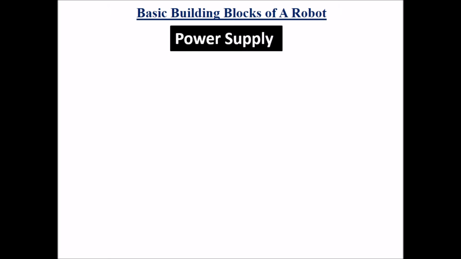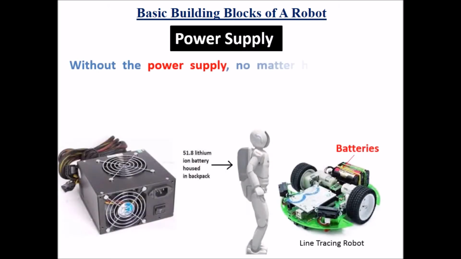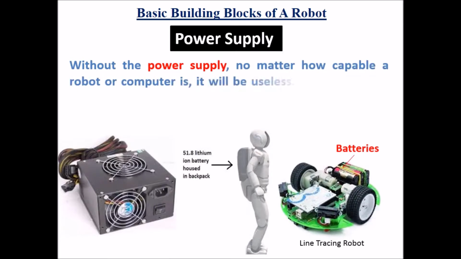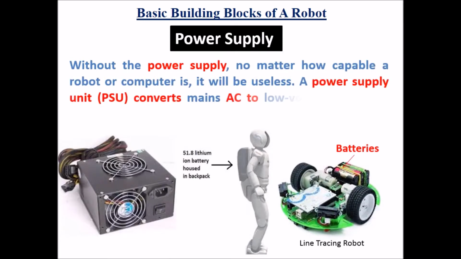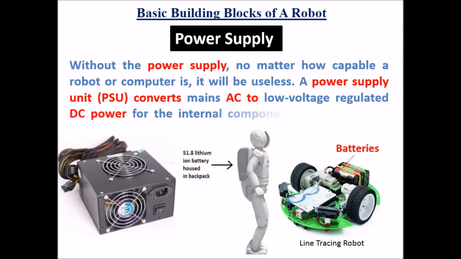Last but not least, the power supply. Without the power supply, no matter how capable a robot or computer is, it will be useless. A power supply unit, PSU, converts mains alternating current to low voltage regulated direct current power for the internal components of a computer.